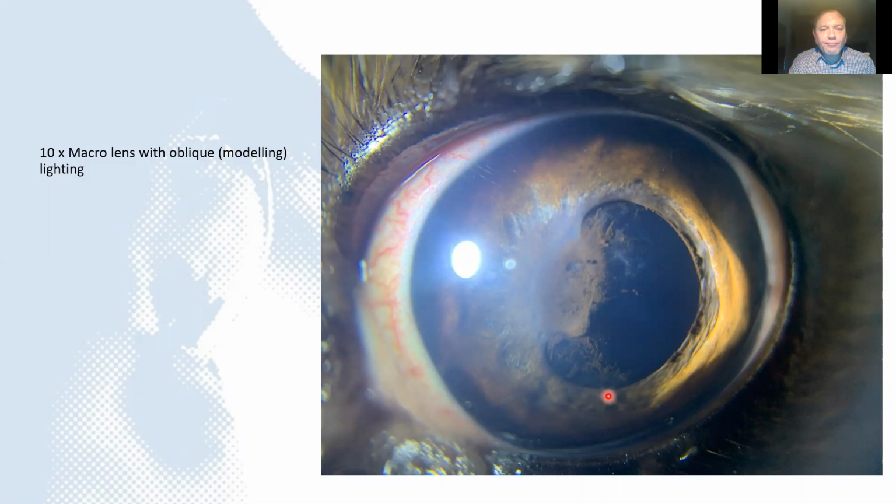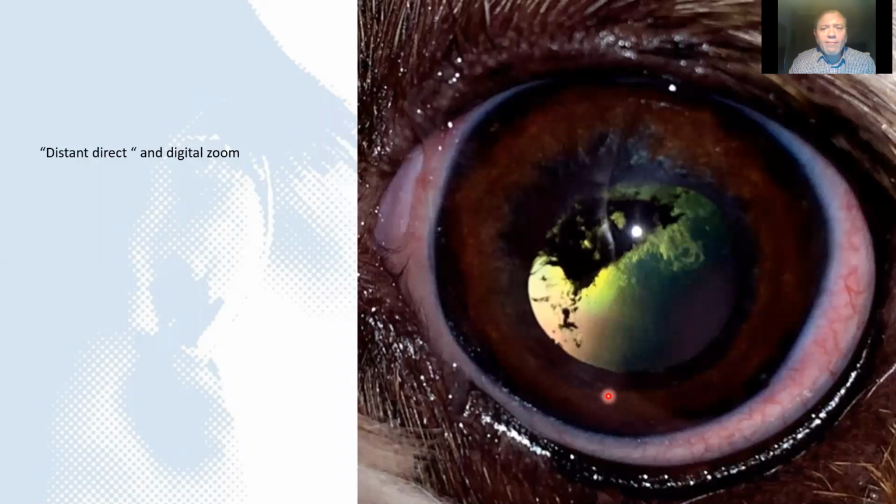Next, we're going to use distant direct. We're going to turn the light on and zoom in to get the eye to fill the screen. And now we can start to see past the anterior iris changes. So the black iris remnants are now the shadows. That's why they're black. And we can start to see opacities in the lens behind it. So we can see some small cataract formation.